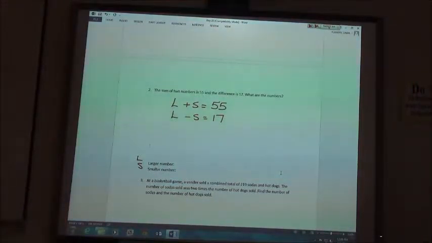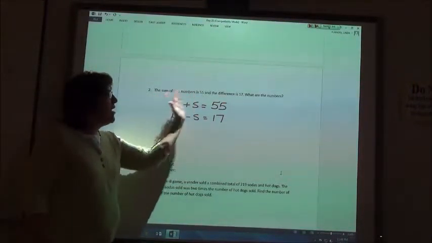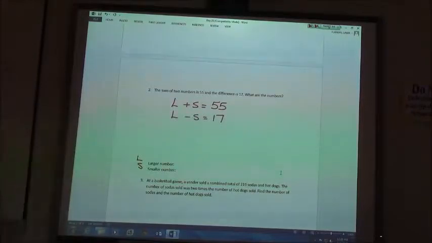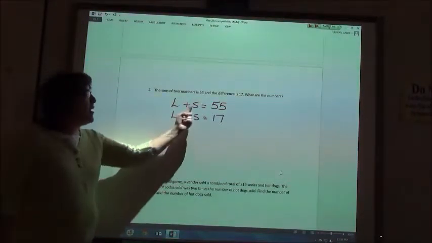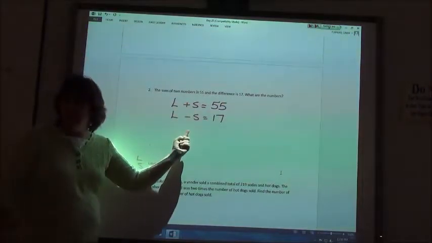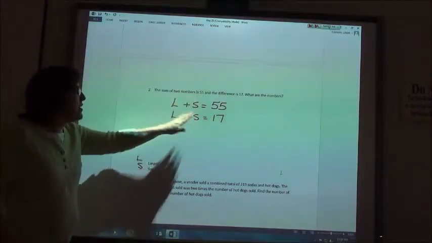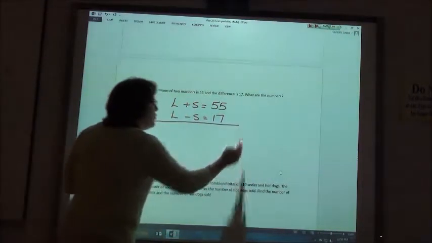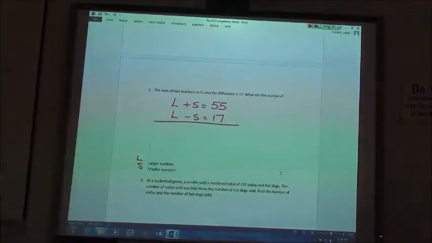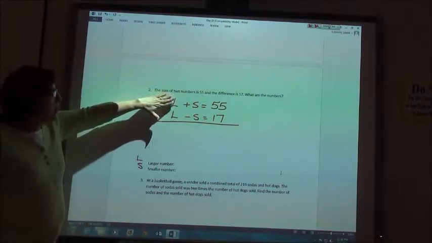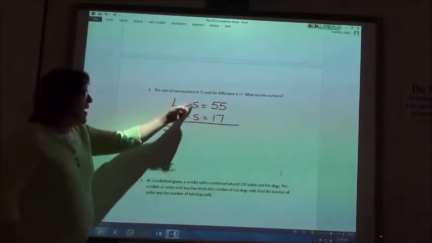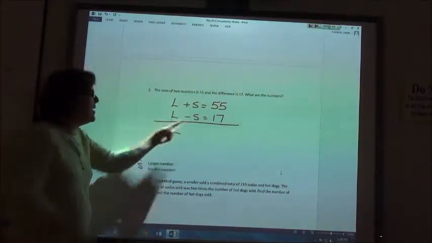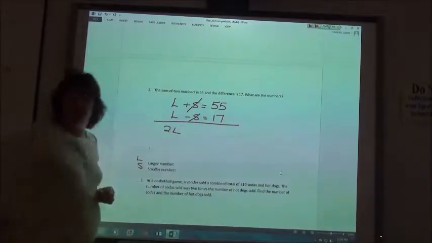So this one, since my variables are both on the same side, I'm going to do that elimination method. I could make opposites in front of my L's, but I already have opposites in front of my S's. So since these are already opposites, all I have to do with those two equations is add them together. One L plus another L would be two L's. The S's are opposite, so S minus S would cancel each other out.